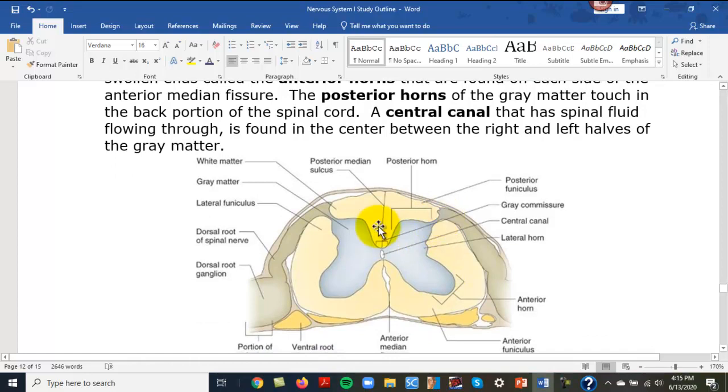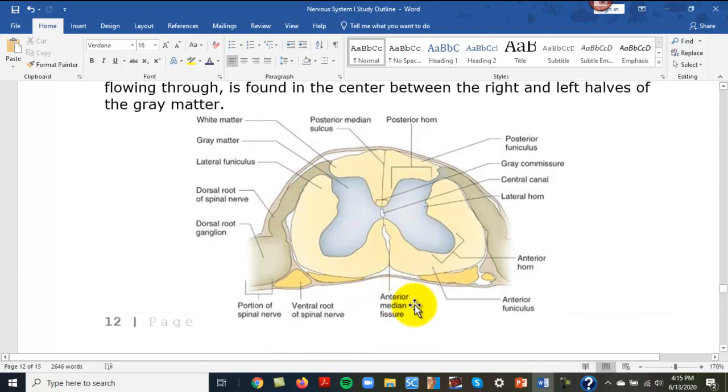The gray matter touches in the back. This is the posterior part. This is the anterior part. So the front and the back. There's an anterior median fissure. It's almost cut in half. It is connected there in the middle. This is a deep groove, and there's a thing called the posterior median sulcus, a more shallow groove in the back. These are the anterior horns of the gray matter. Here are the posterior horns. There's the central canal, which is right in the middle of the gray matter. That's where spinal fluid actually flows through.